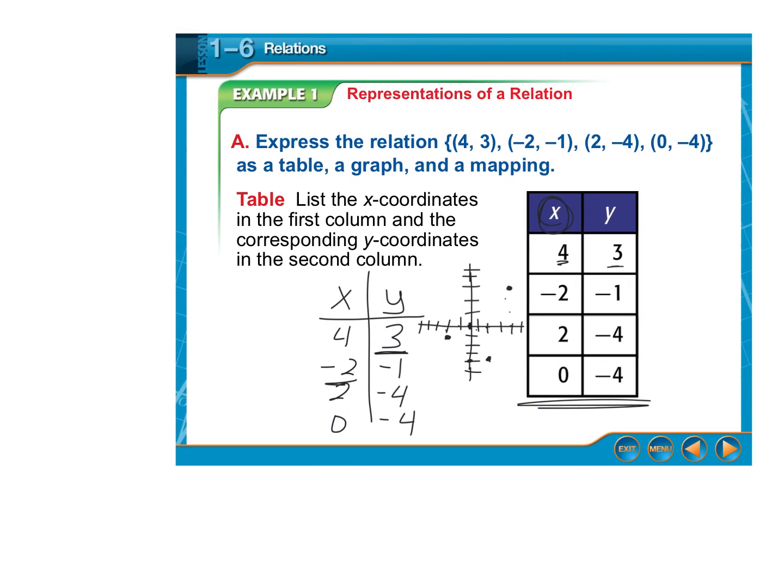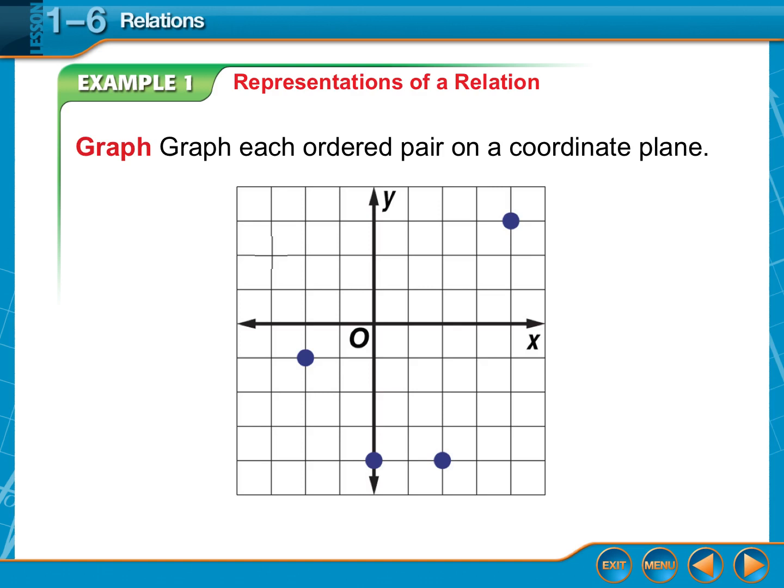Okay, in our table here, they took all those points and expressed them as a table. Now it wants us to graph it, so I'm going to go back. Check it here. That's what ours looked like in a nutshell. Okay. Any questions with the graph part? No, we're okay? And then a graph here.